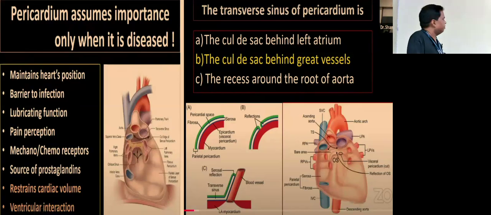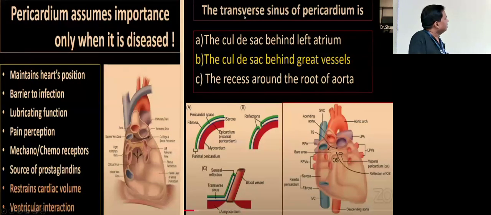It has a lubricant function, and pain perception through the phrenic nerves, which is why in pericarditic pain you get radiation to the back, to the trapezial ridge. There are mechanoreceptors and chemoreceptors also. It is a source of prostaglandins, which act on neural traffic, and it maintains coronary tone.